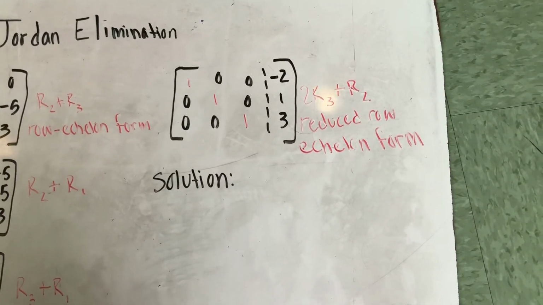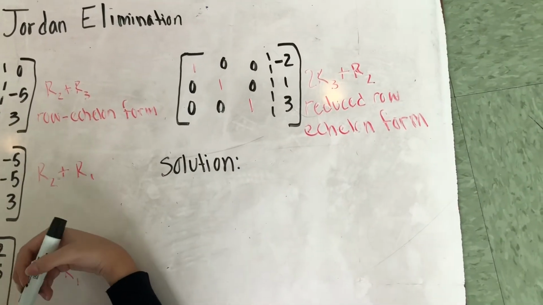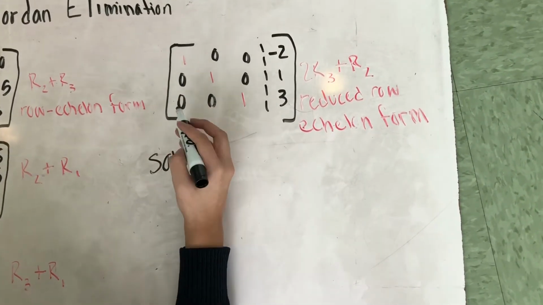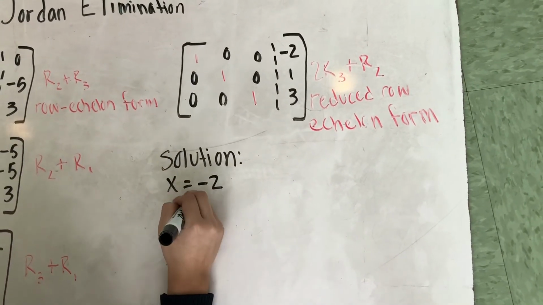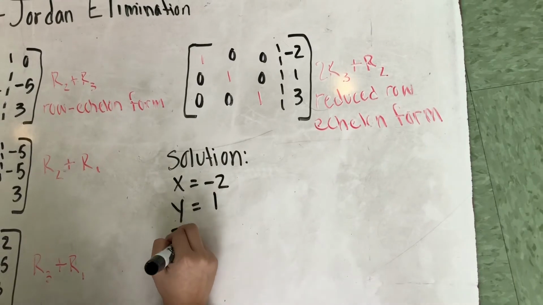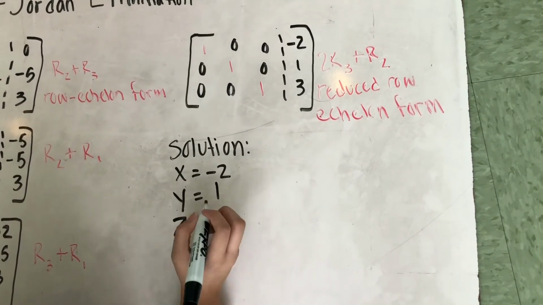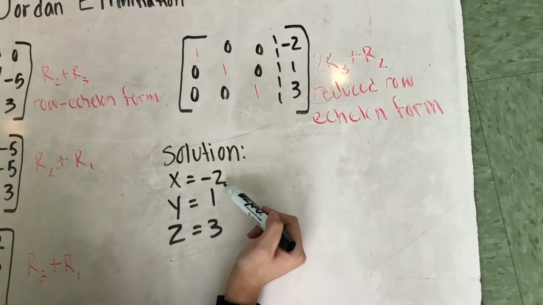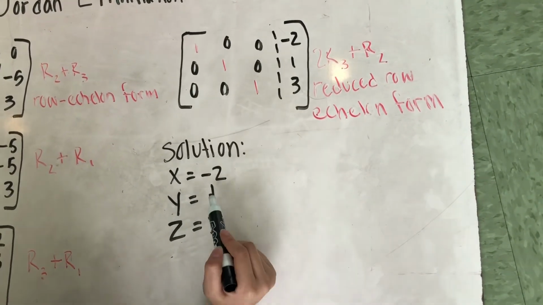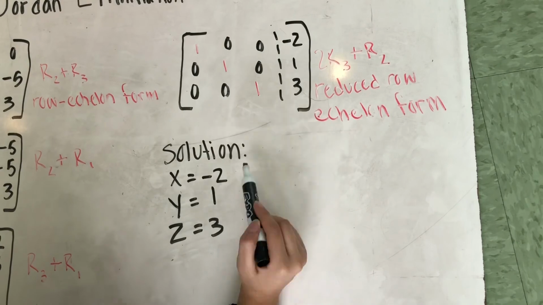So now the answer to our problem will be negative 2, 1, and 3. The first one represents the x value. The second one represents the y value, and the third one represents the z value.